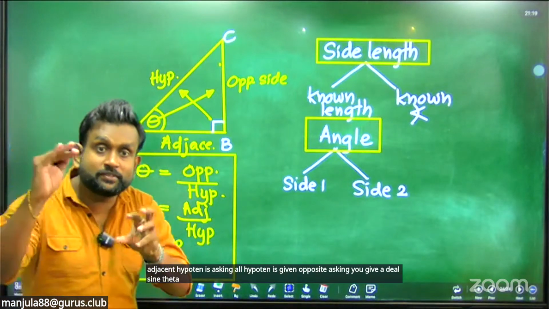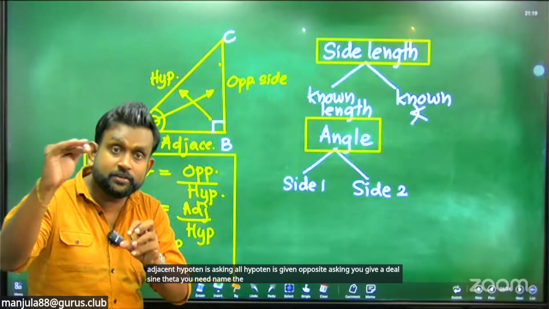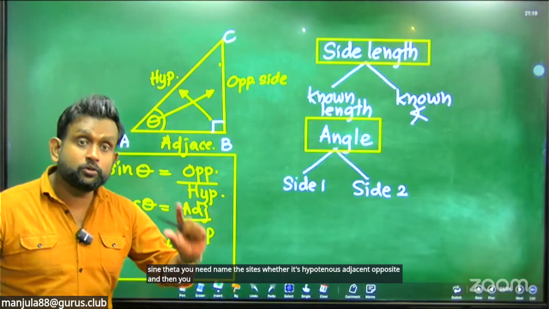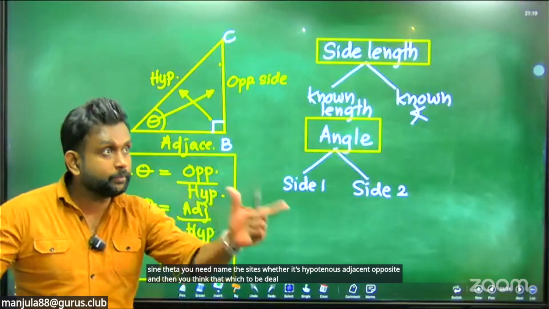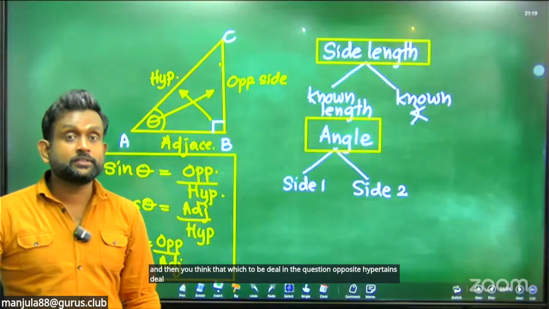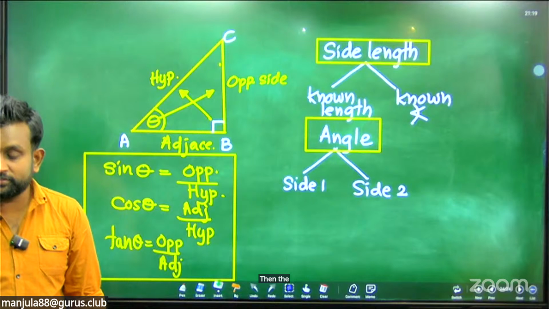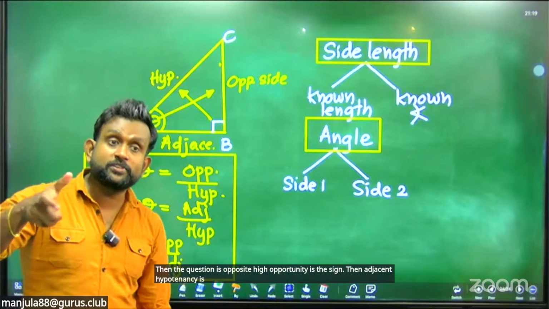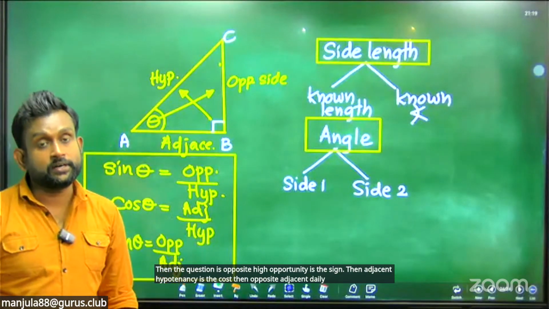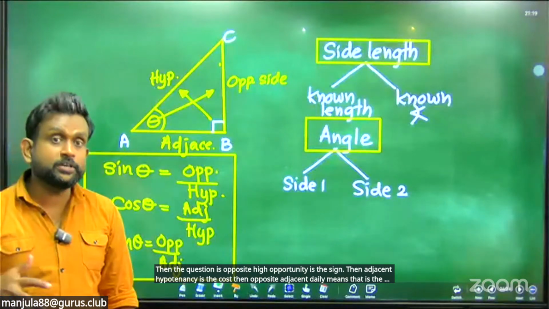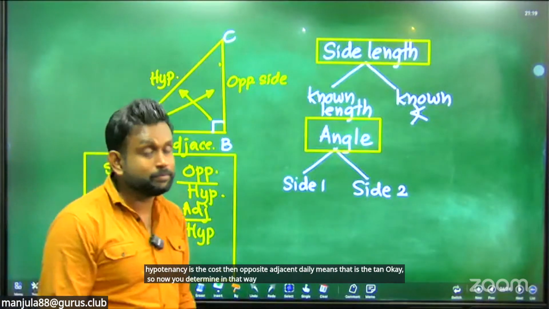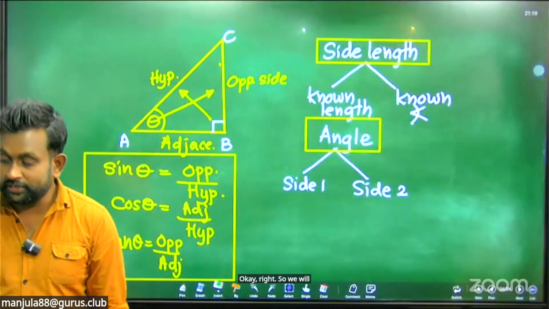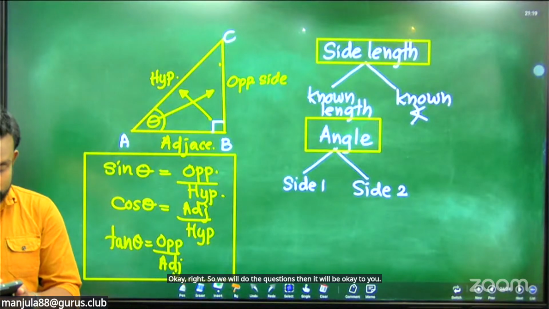You need to name the sides, whether it's hypotenuse, adjacent or opposite, and then think which ratio is to be dealt with in the question. Opposite and hypotenuse is the sine, adjacent and hypotenuse is the cos, and opposite and adjacent is the tan. Determine it that way and apply the correct ratio, then the simplification is simple. We will do the questions, then it will be okay for you.